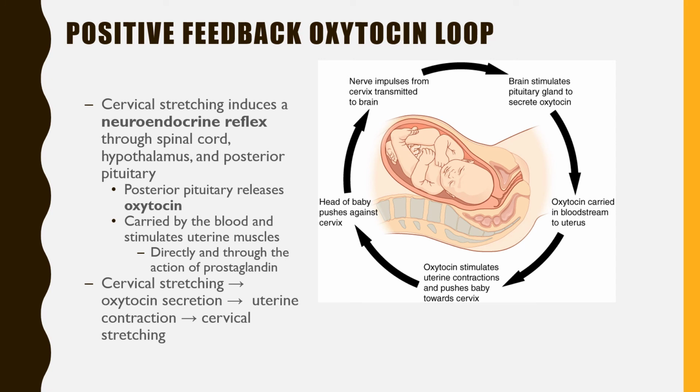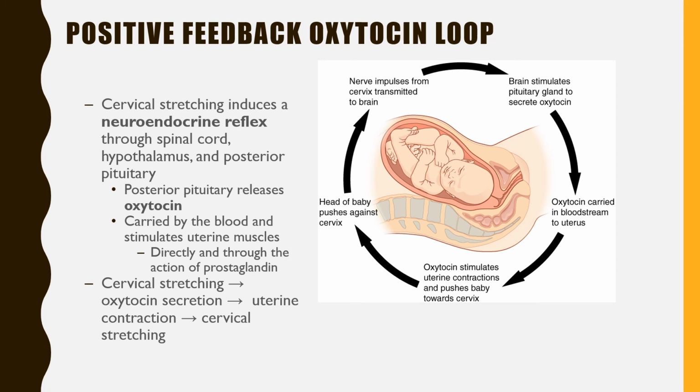That oxytocin, of course, is going to bind to the myometrial muscles of the uterus and increase its contractility. Once it does that, it pushes the head down further, which stretches the cervix even more. That increase in stretch causes more oxytocin to be released.